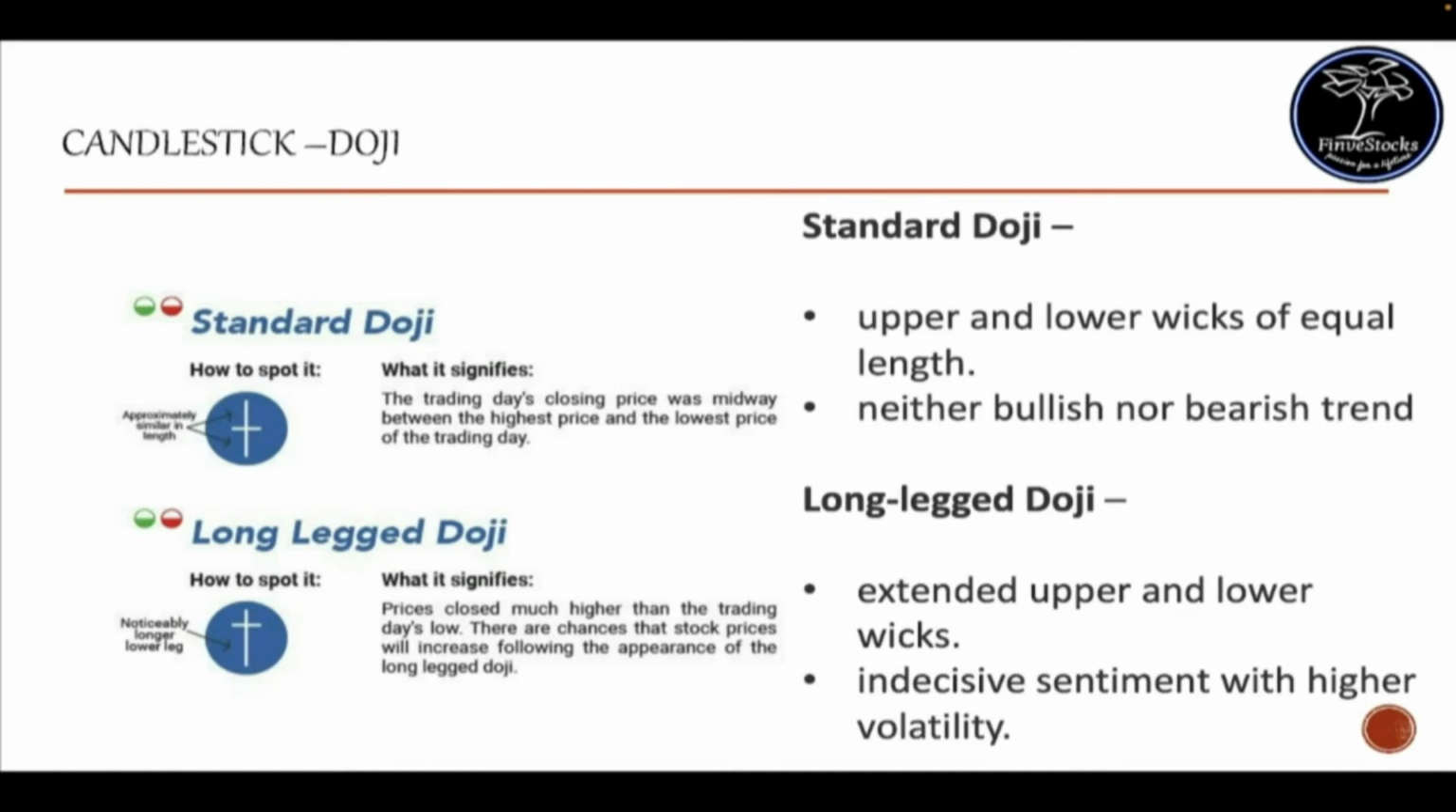The second one is the long-legged doji. Here, one of the legs of the doji will be longer. The price closed much higher than the trading day's low. There are chances that the stock price will increase following the appearance of a long-legged doji. A long-legged doji will normally have extended upper or lower wicks. It is an indecisive sentiment with higher volatility.